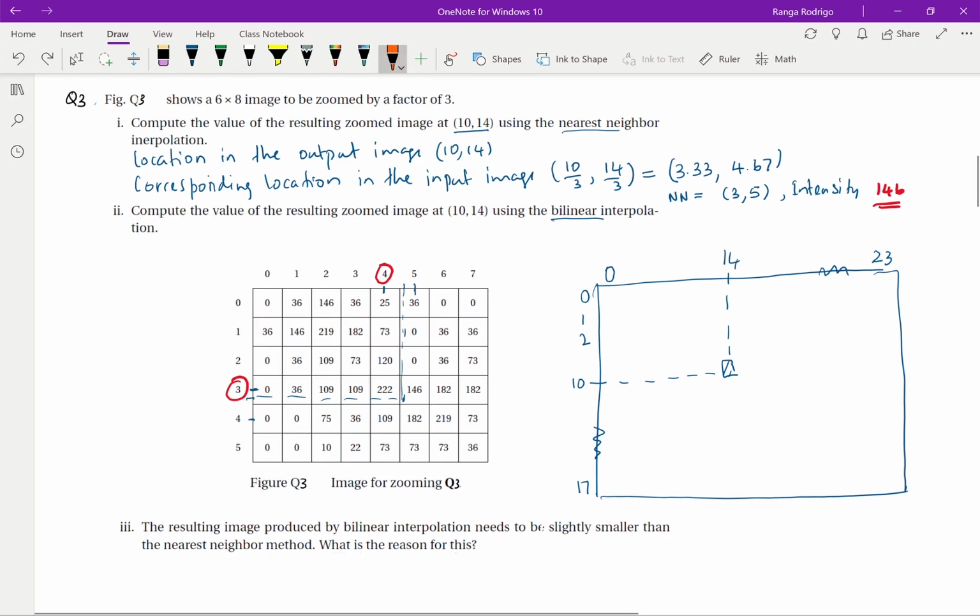So the location of interest is here, so the neighbors are this, and this. So now we have to do the computation with those. I'll draw them slightly larger than this. 222, 146, 109 and 182. So these are the pixel centers and their values.